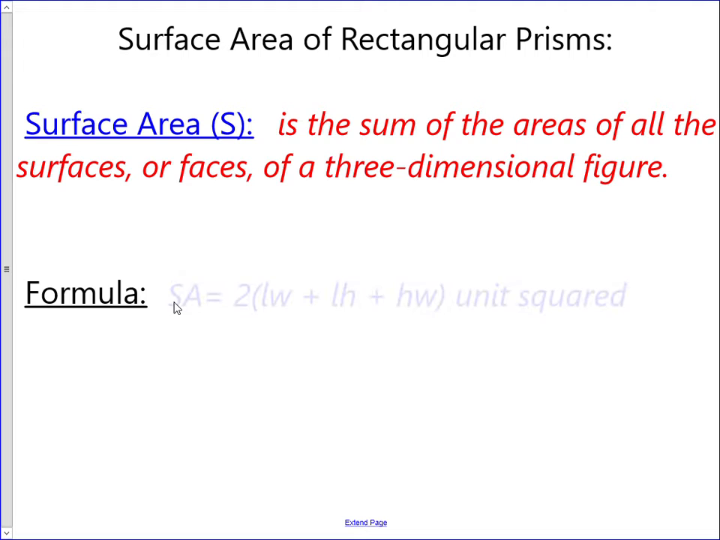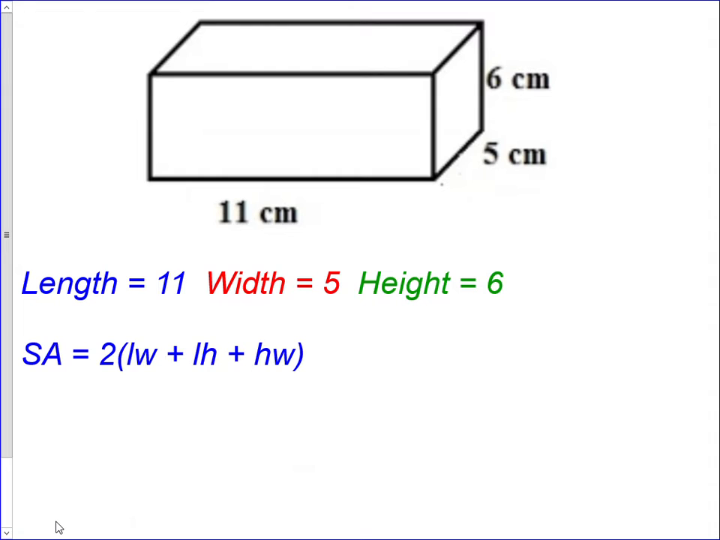Well, we have a formula that makes it a little easier for us if we just plug the numbers in and then solve or simplify the formula. So we have surface area is equal to 2 times the sum of length times width plus length times height plus height times width, and remember, area is always in units squared. So let's take a look at our first example.